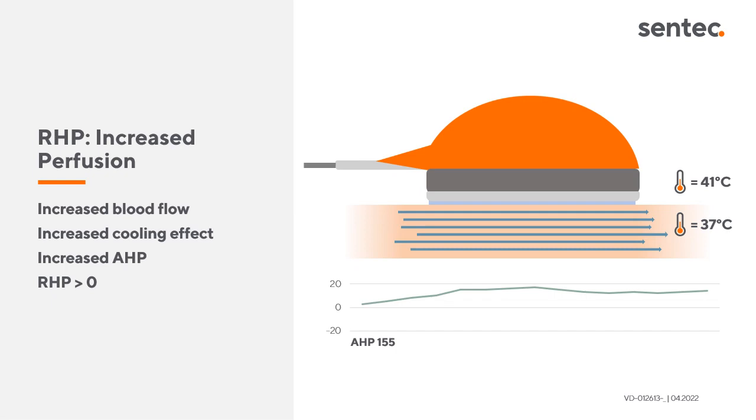Not only can we see increased RHP in situations where perfusion has increased, but also when the seal between the skin and the sensor is lost. If the sensor is dislodged slightly from the clip, it will be exposed to the cooler room air. The RHP will increase, and you will also notice a drop in your CO2 reading.